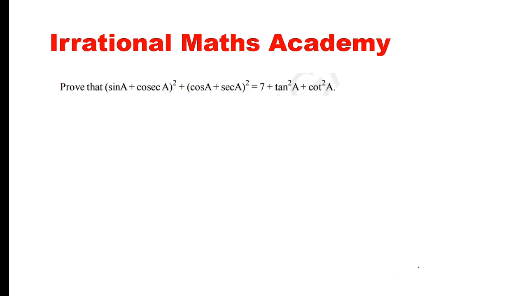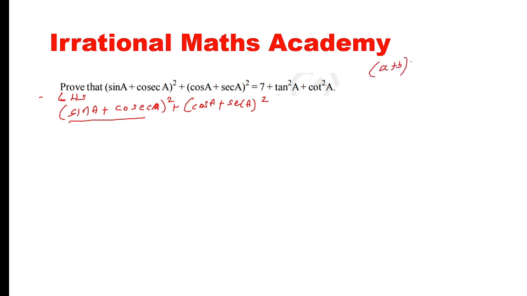Next. Same thing, what we'll do here is take the LHS. LHS is sin A plus cosecant A whole square plus cos A plus secant A whole square. If you observe this one, this is nothing but A plus B whole square.